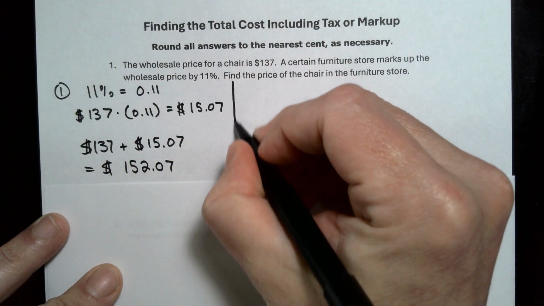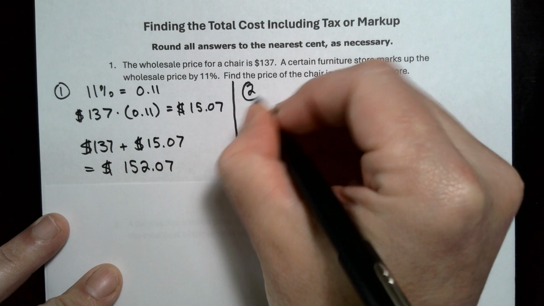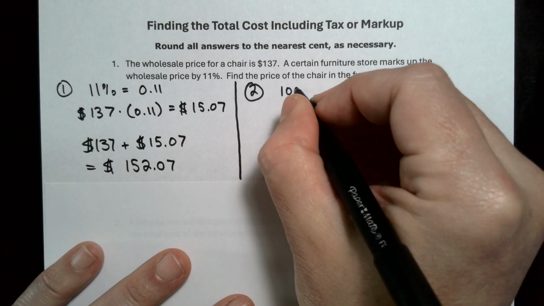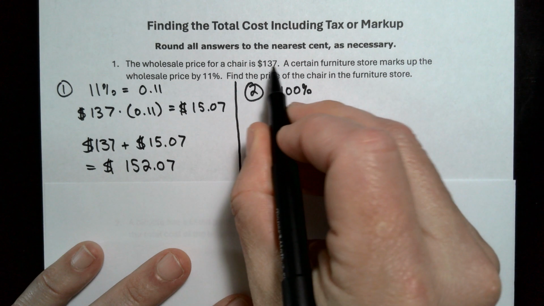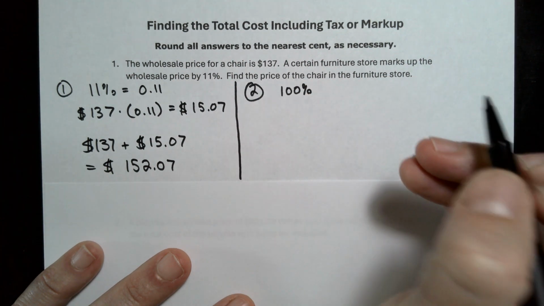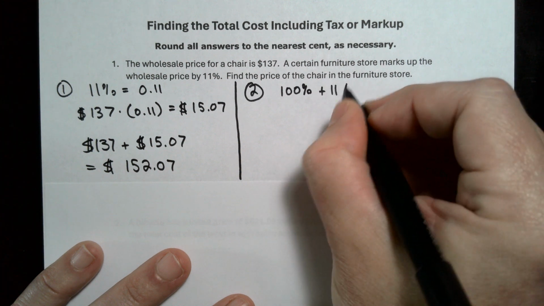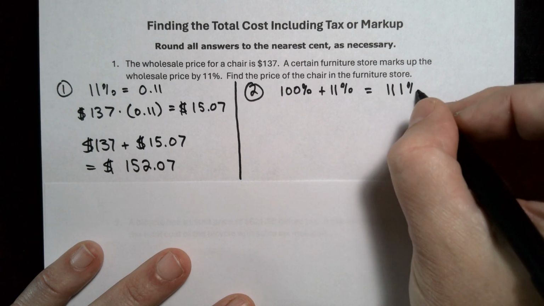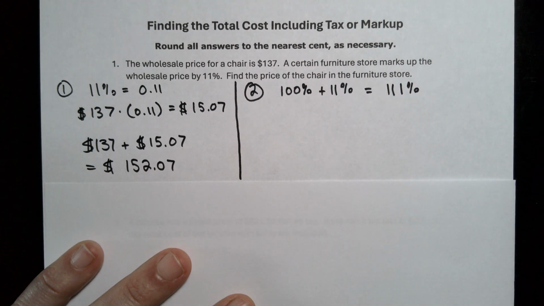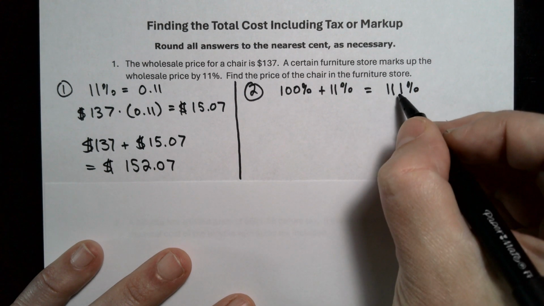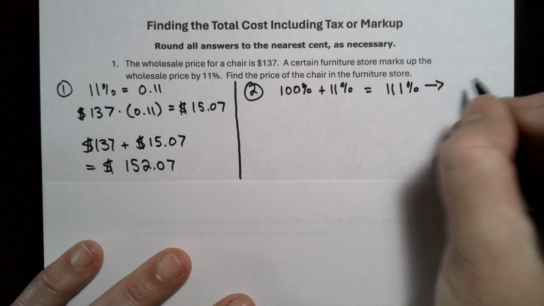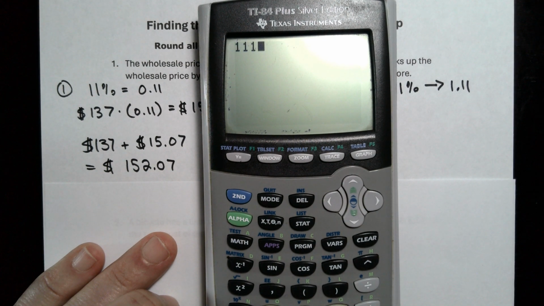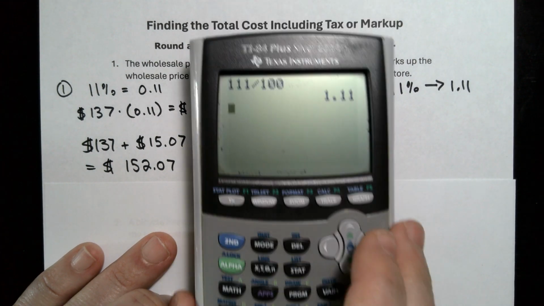For the second way, we combine both of those steps into one step. This is the way I'm going to do the rest of these problems. The 137 is 100% of the original price, the starting price. We're raising it by 11%, so we add 11% to that, which gives us 111%. To change that to a decimal, I divide by 100, which moves the decimal place twice, giving 1.11. You can do that in the calculator as well: 111 divided by 100 gives us 1.11.